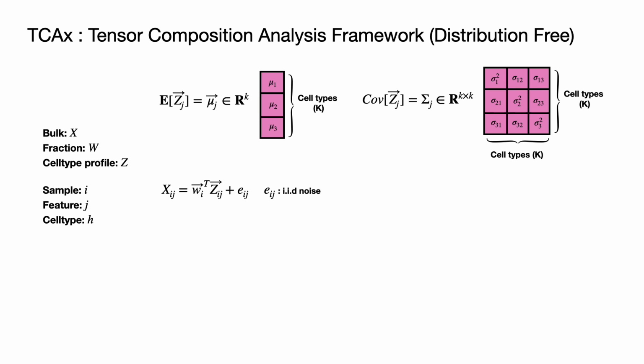The bulk profile is a linear combination of the cell type proportions times the cell type specific signal plus some IID noise. So we're going to set the core parameters of that feature j to be the mean, mu j, and then the covariance, sigma j. The model itself is capable of handling cell type specific covariates and some technical covariates. We're not listing them here just yet for simplicity reasons.